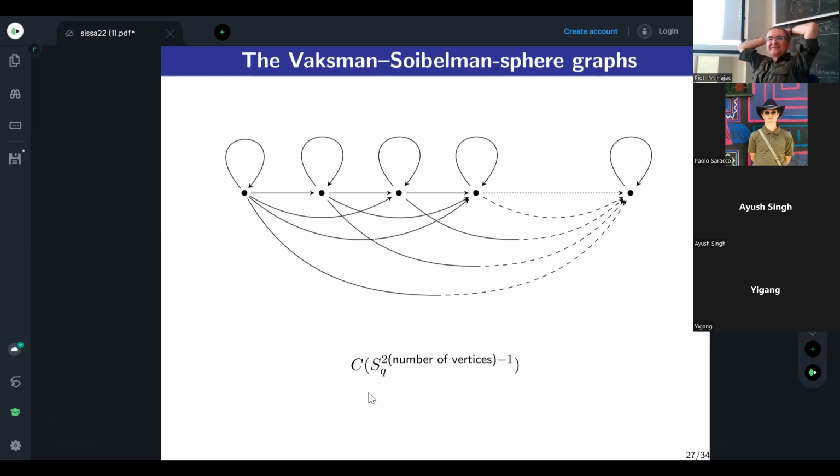So these are the so-called Vaksman-Soibelman spheres. You take, say, n vertices, and then you will have a graph C-star algebra which is isomorphic to the so-called Vaksman-Soibelman quantum sphere. These animals occurred in real life like this.